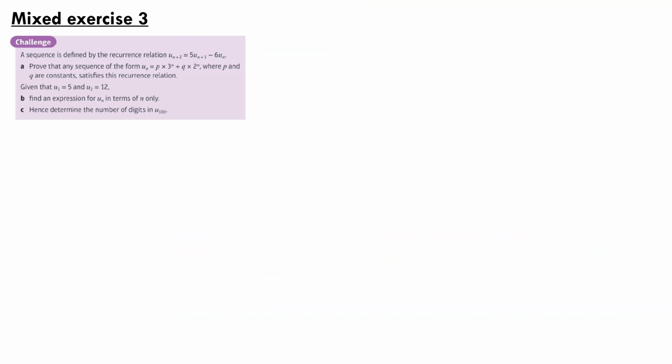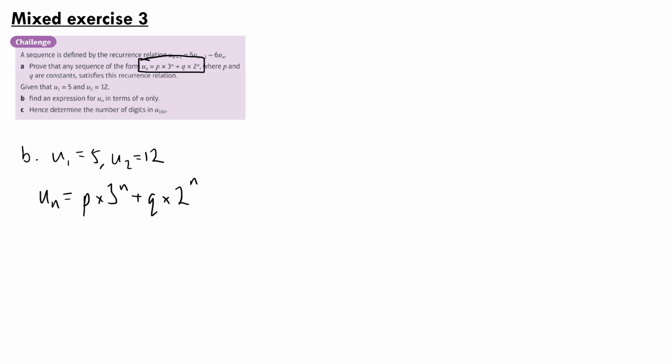Okay. Now for part B of the question, we're given that u_1 equals 5 and u_2 equals 12, and we're asked to find an expression for u_n in terms of n only. So now we know that u_1 equals 5 and u_2 equals 12. We can gather two pieces of information about p and q using the formula for u_n that we proved in part A. So this is equal to p lots of 3 to the power of n plus q lots of 2 to the power of n. And we have u_1 equaling 5, so p times 3 to the power of 1, so 3p, plus q times 2 to the power of 1, so 2q.